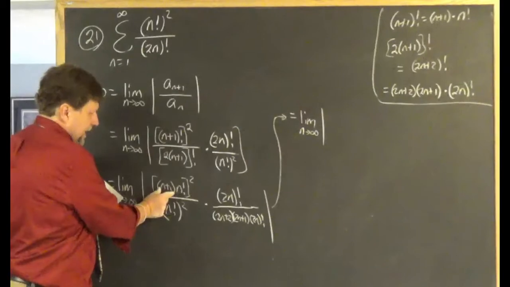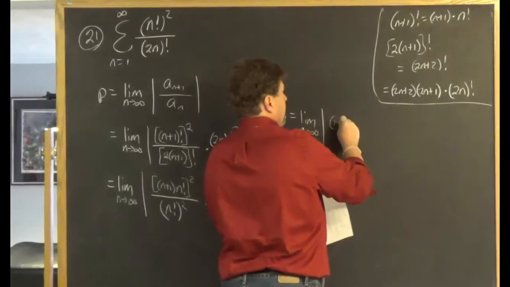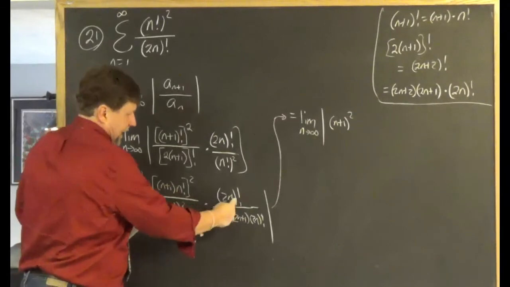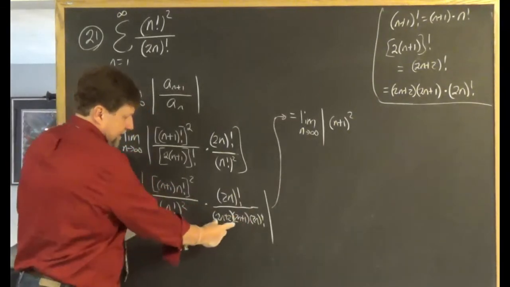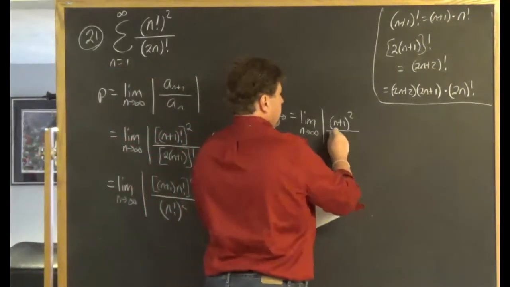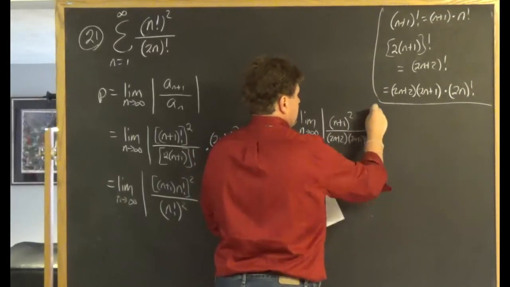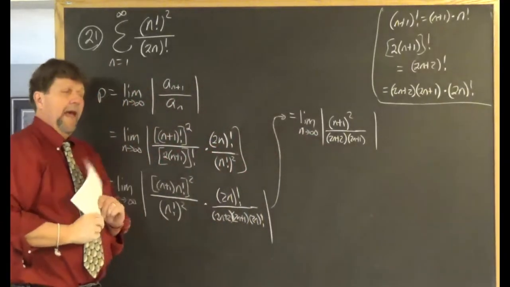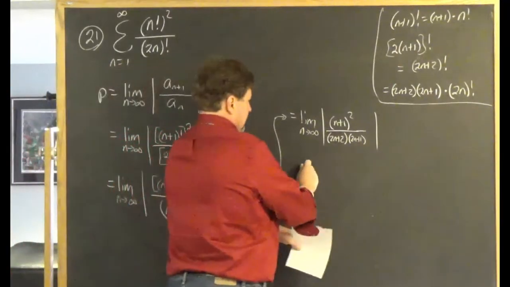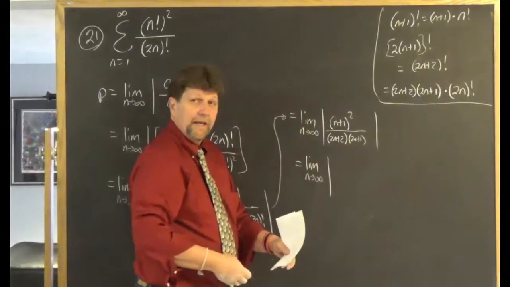You're left with an n plus 1 quantity squared that cancels, that cancels, that cancels, that cancels. So I guess the denominator is just the 2n plus 2 times 2n plus 1. That looks doable now. So what I would recommend doing is just good old-fashioned algebra, foiling.